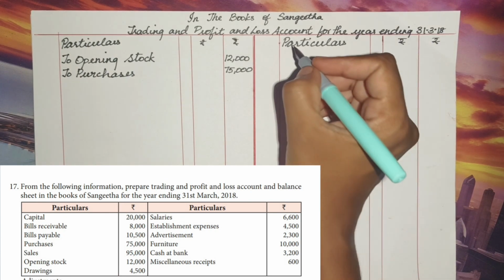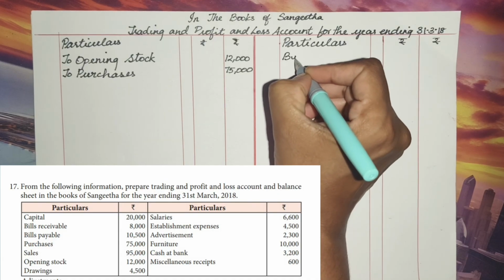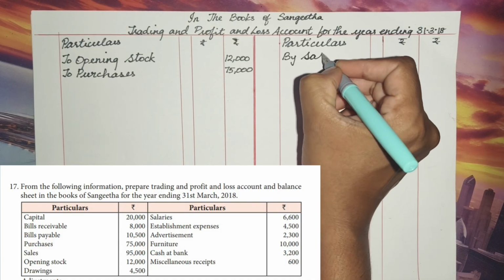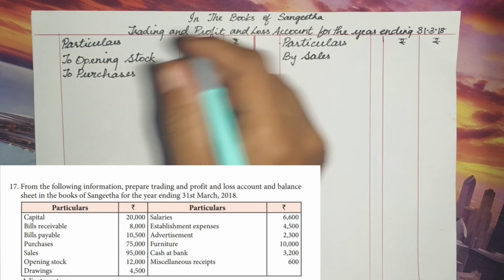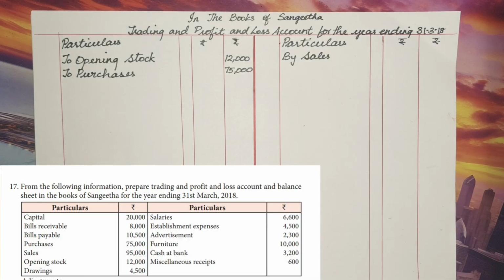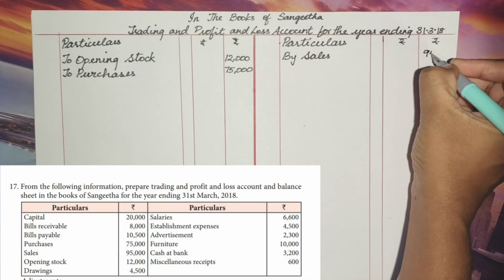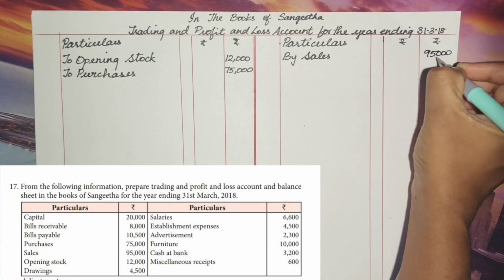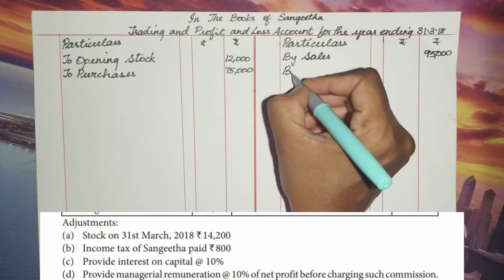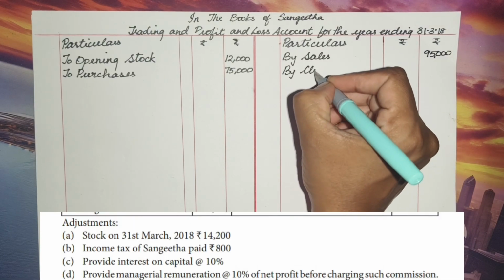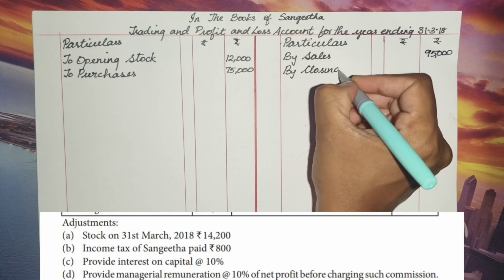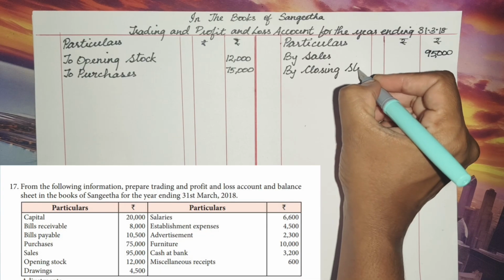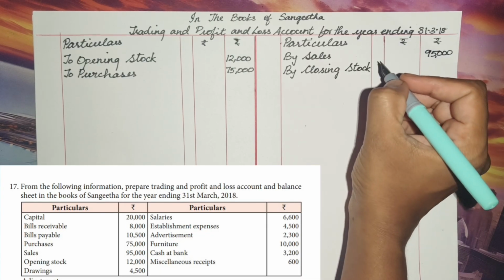The same concept, you're going to search for sales return also. There is no sales return, so on the credit side, sales is the first item. The next item on the credit side is closing stock, which is given in the adjustments below. So closing stock should be taken and written in the outer column. Other than this, do we have any direct expenses in this problem? No. So directly we are going to balance.